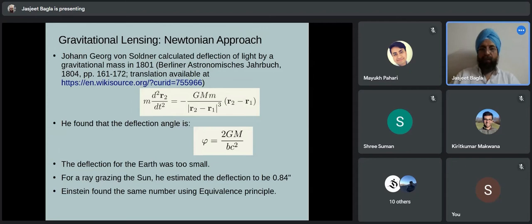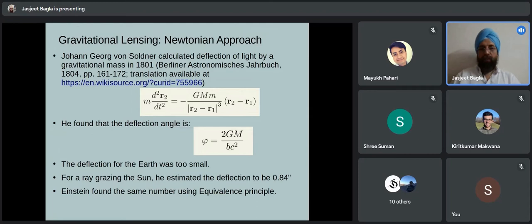Unfortunately, around the same time as Soldner's work, Young's double slit experiment was done, and the understanding of the nature of light shifted from the corpuscular nature, which was postulated by Newton in the 17th century, to the wave nature. Given that the wave nature of light became dominant in the 19th century, people stopped pursuing this bending of light. Another reason, of course, was that the deflection was too small to be measured.